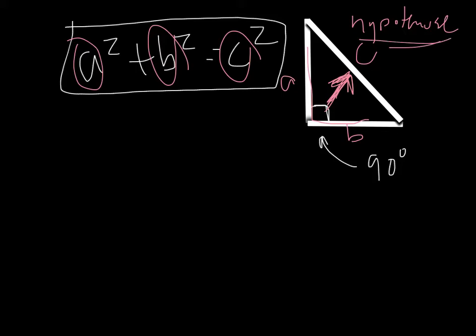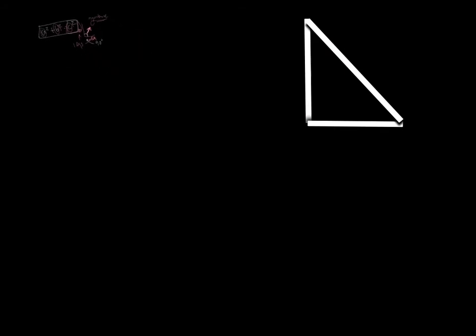These are just the legs. A and B doesn't matter. You could have made this B and this A. It doesn't matter, okay? What's important is what's right here. That's your C squared.